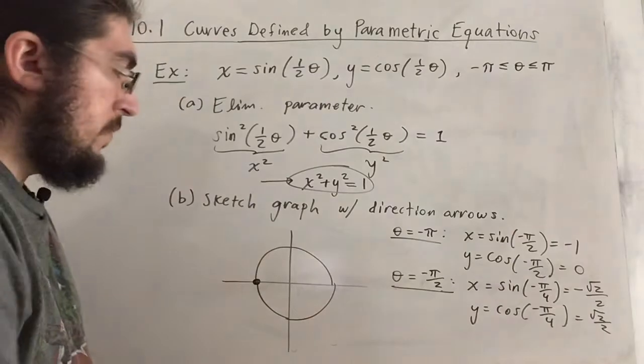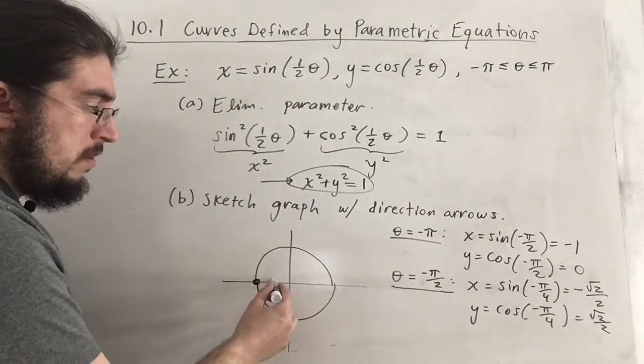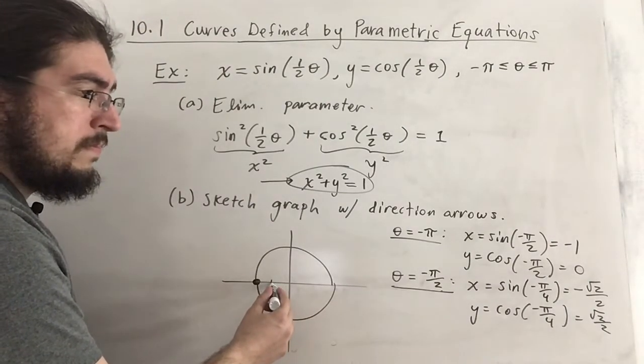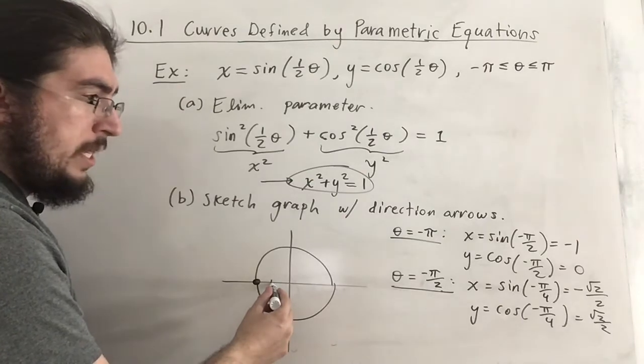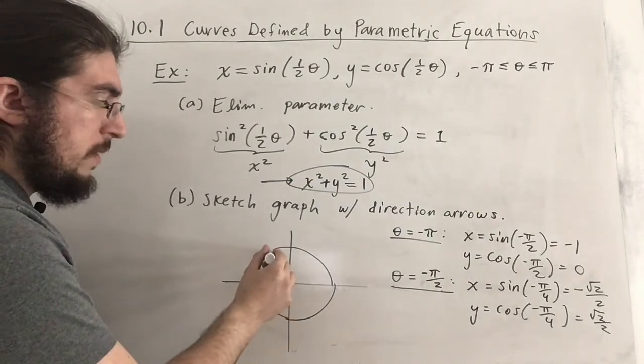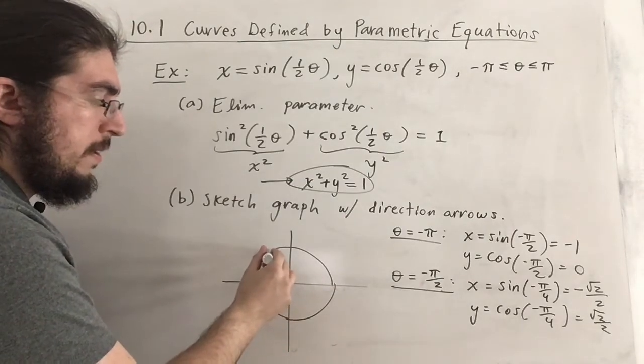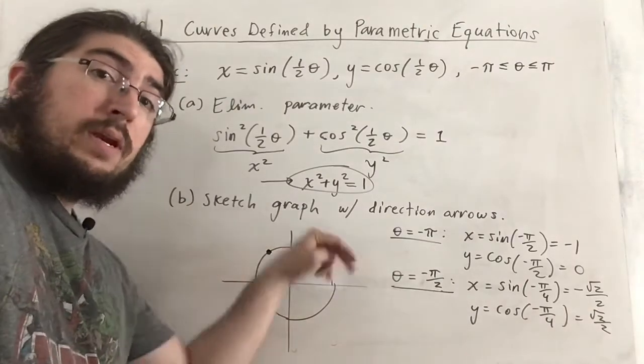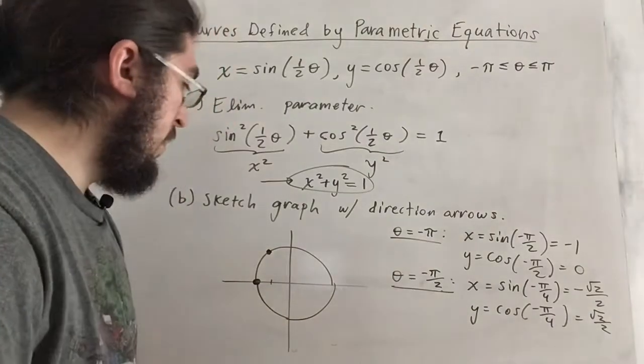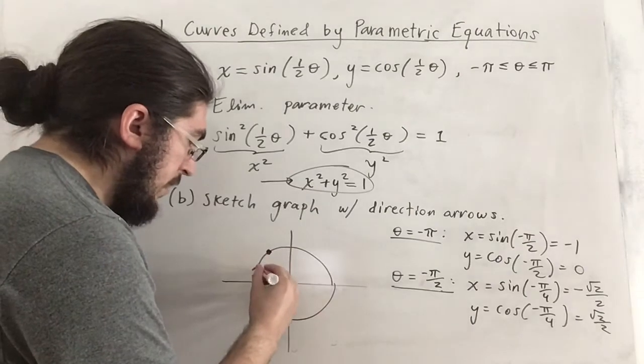So x is going to be a negative value, which will be somewhere over here, and y will be a positive value, which will actually be up here. So it actually seems to be going in this direction, so that's what I'm going to go with. And you can check by plugging in more points, but that certainly is true.